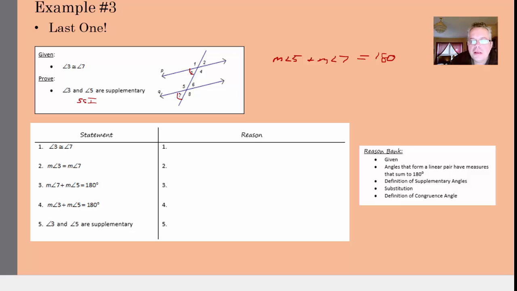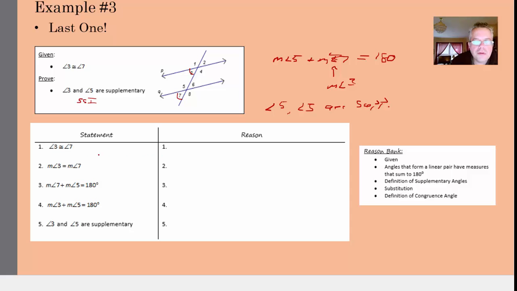Now look, 3 and 7 are equal, so I can cross this out and put measure of angle 3 there. And I already have the fact I want. Since measure of 5 plus 3 add up to 180, then I know that angle 5 and angle 3 are supplementary. All right, so that's the idea. We're starting with this linear pair and substituting in 3 for 7. So 3 and 5 have to add up to 180. Okay, let's write it out.